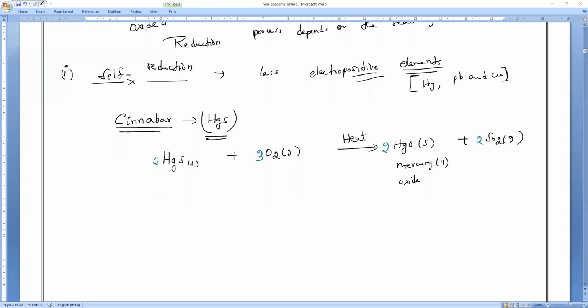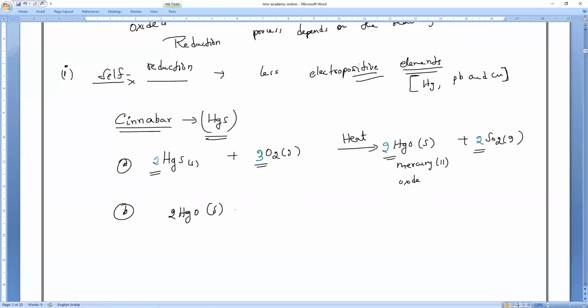So if we balance this equation, we'll get 2 HgS plus 3 O2 gives you 2 HgO and 2 SO2. And further, if you continue the heating, 2 HgO. So what will happen, everybody? Let me take step 1 and step 2.